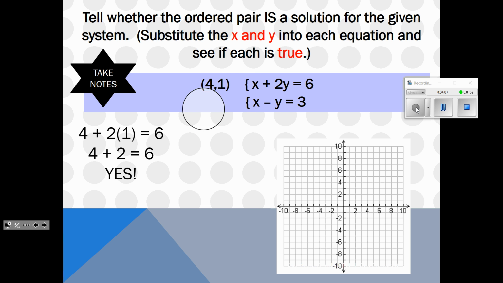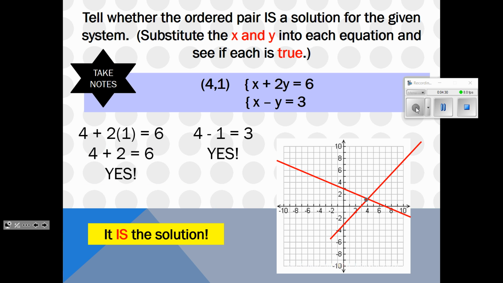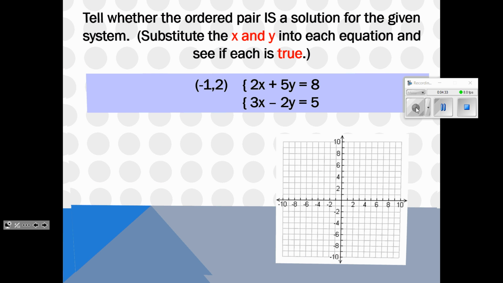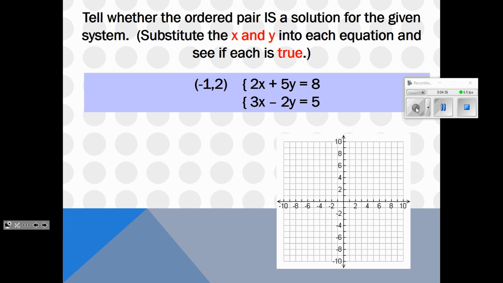So now we're going to take the same numbers, 4 and 1, and plug them into the second equation. So that would be 4 minus 1 equals 3. Is that a true statement? It is. Since both of these are true, when we graph these, they indeed are going to cross at (4, 1). So you can check to see if your solution is correct by plugging in the numbers to both equations and seeing if they are true. So again, here we have two equations. We're going to say, do they cross at (-1, 2)?